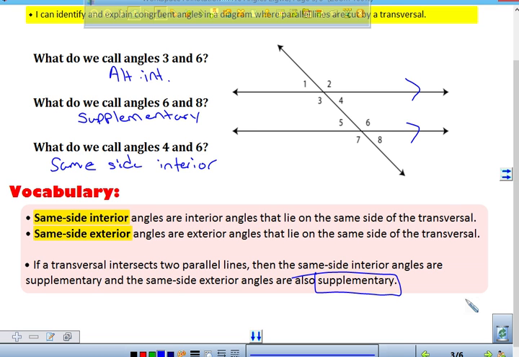So you just add 2 more vocab to what we talked about yesterday. That's the only thing that we're adding on really today: same side interior and same side exterior. And use the name to find the angles. You have to be on the same side of the transversal and interior or exterior.